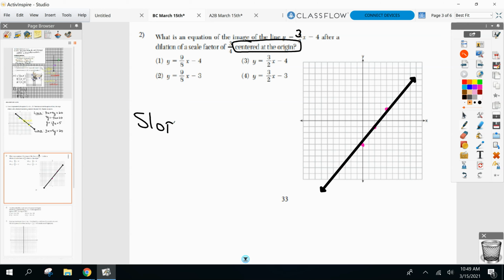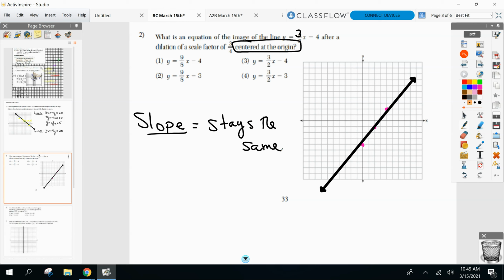Anybody got a prediction about the slope of this line and my dilated line? All points are just going to move 3/4 closer. Maeve, what do you think about the slope? It's going to stay the same. When I dilate, any dilation, no matter what point I dilate around, slope will always stay the same. Dilations do not change the slope.